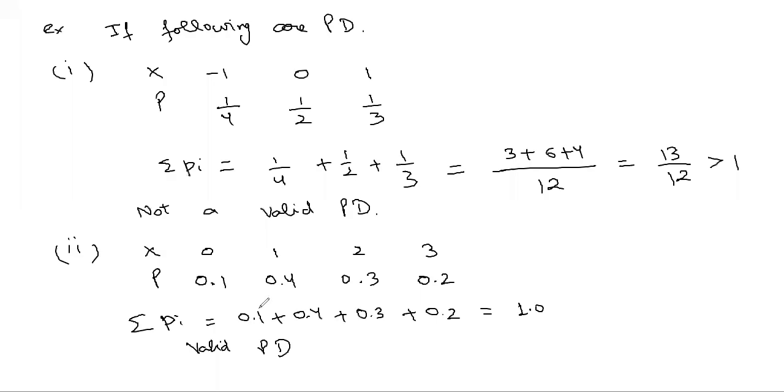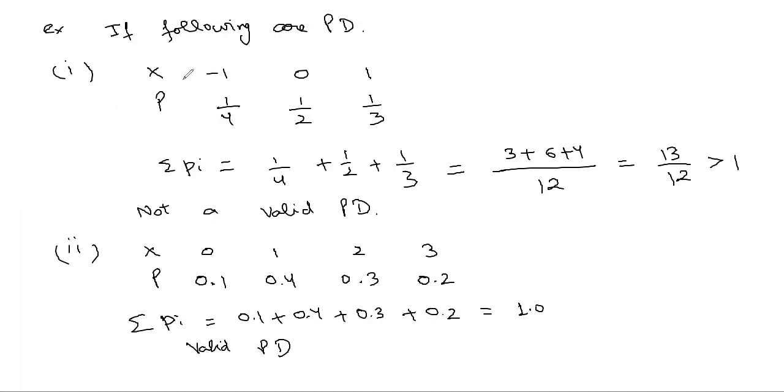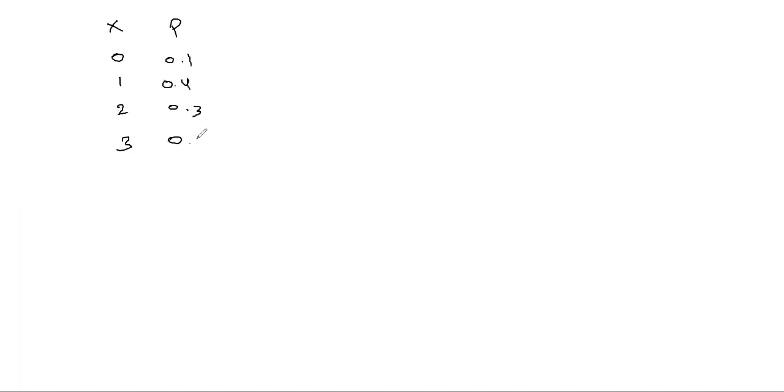Because the question in part 2 is a valid PD, let's note it down once again. The random variables are 0, 1, 2 and 3, while the probabilities were respectively 0.1, 0.4, 0.3, 0.2. If you want to find the mean and the variance, first of all I need the product of x and p. So it is 0, 0.4, 0.6 and again 0.6. This sum will give me the mean. This sum comes out to be 1.6.